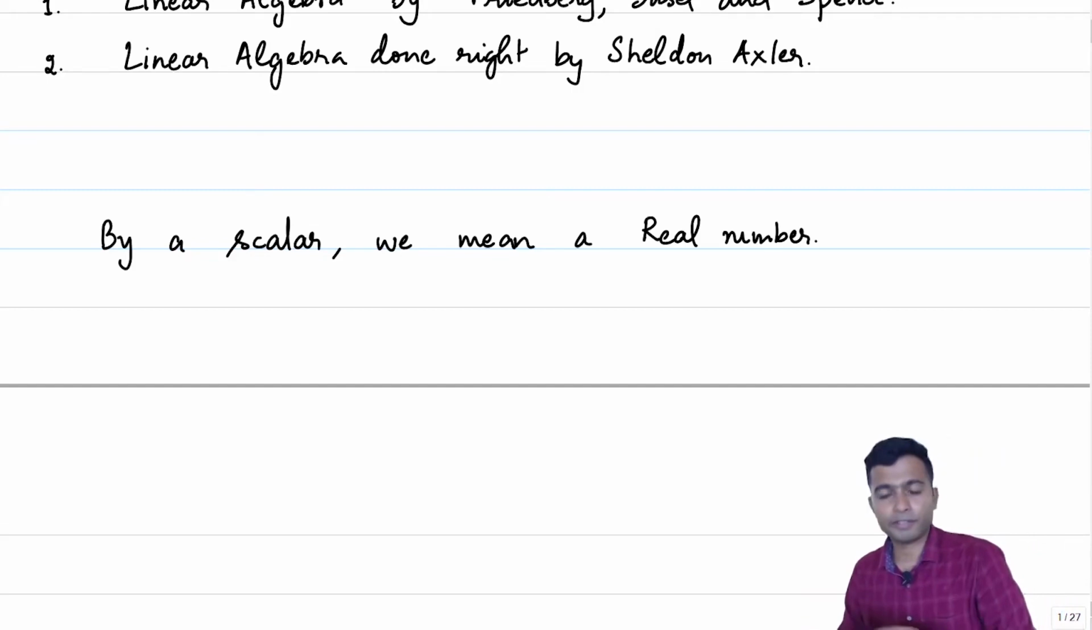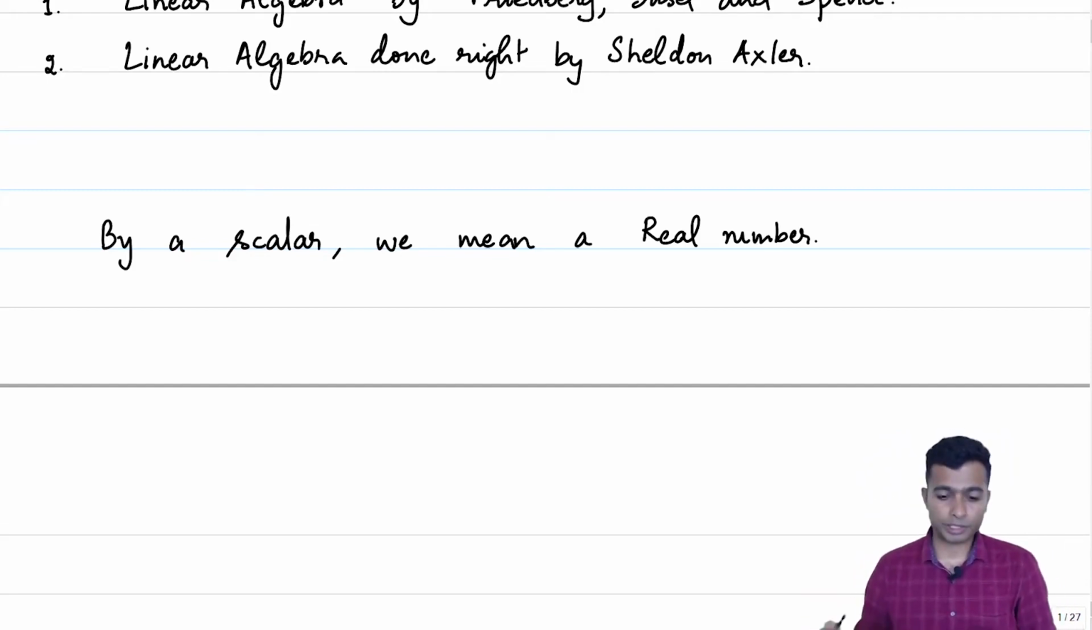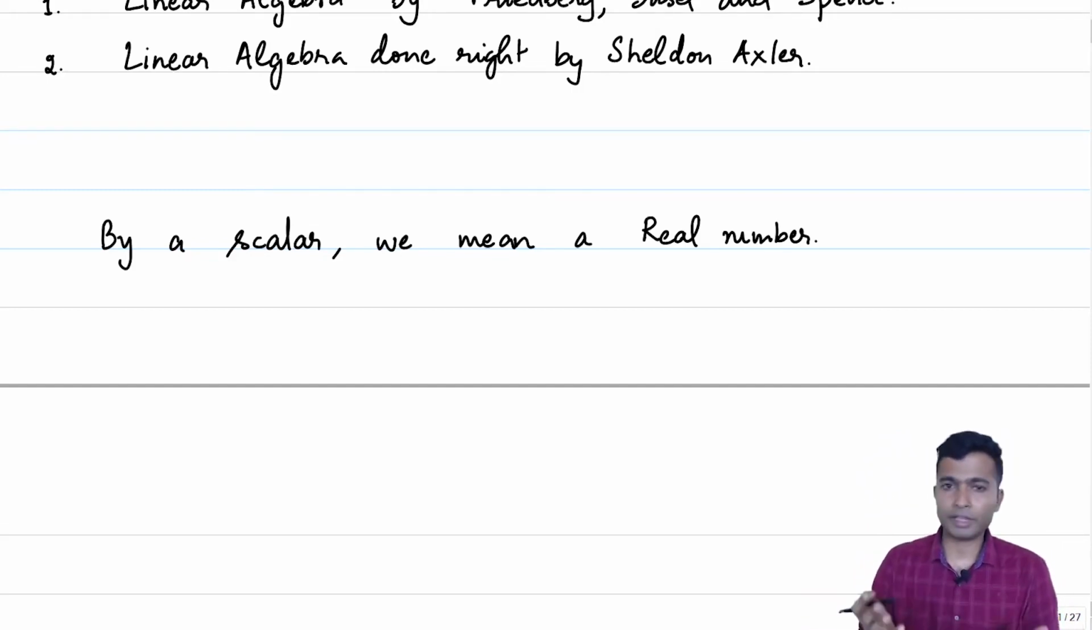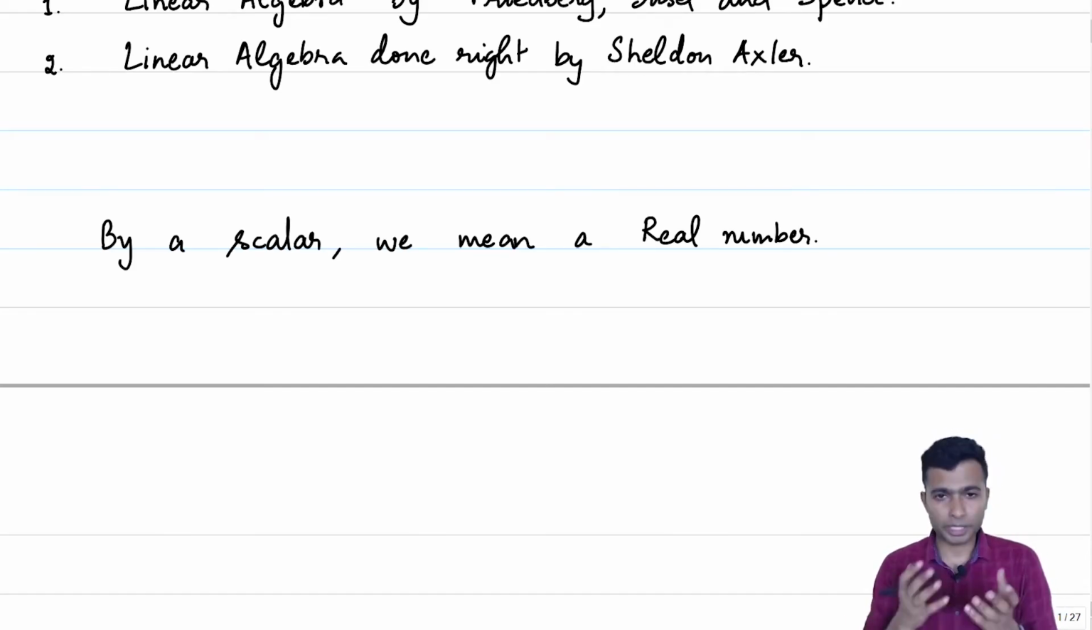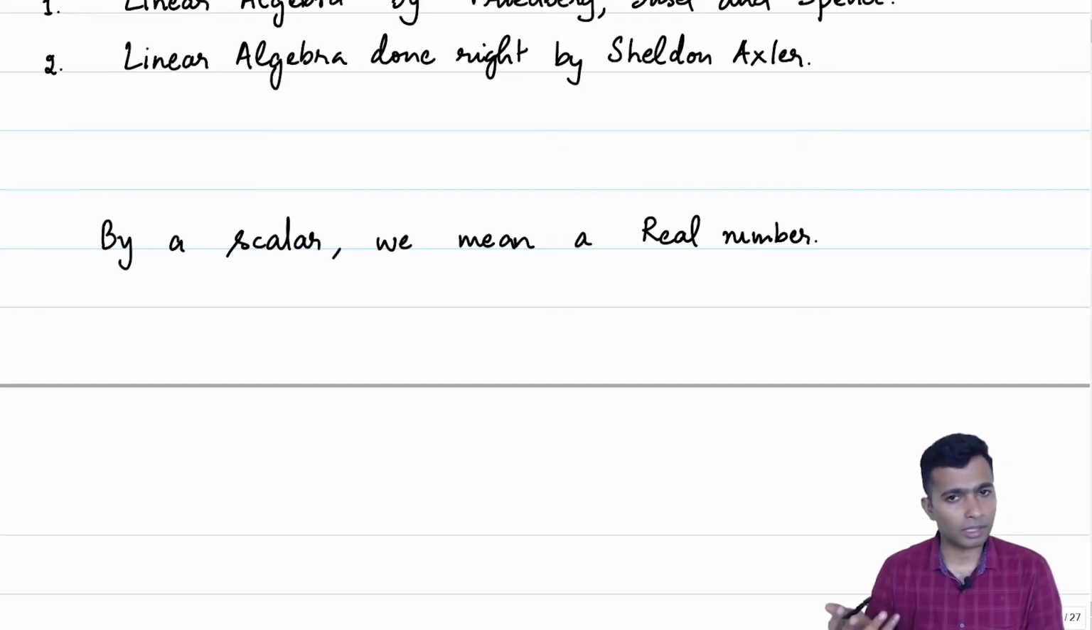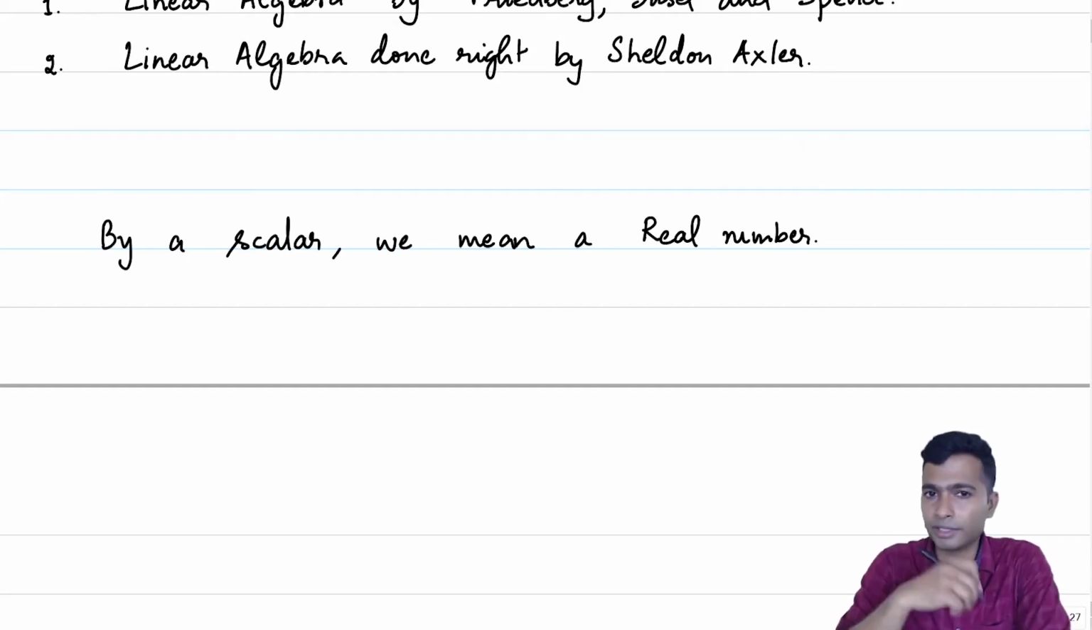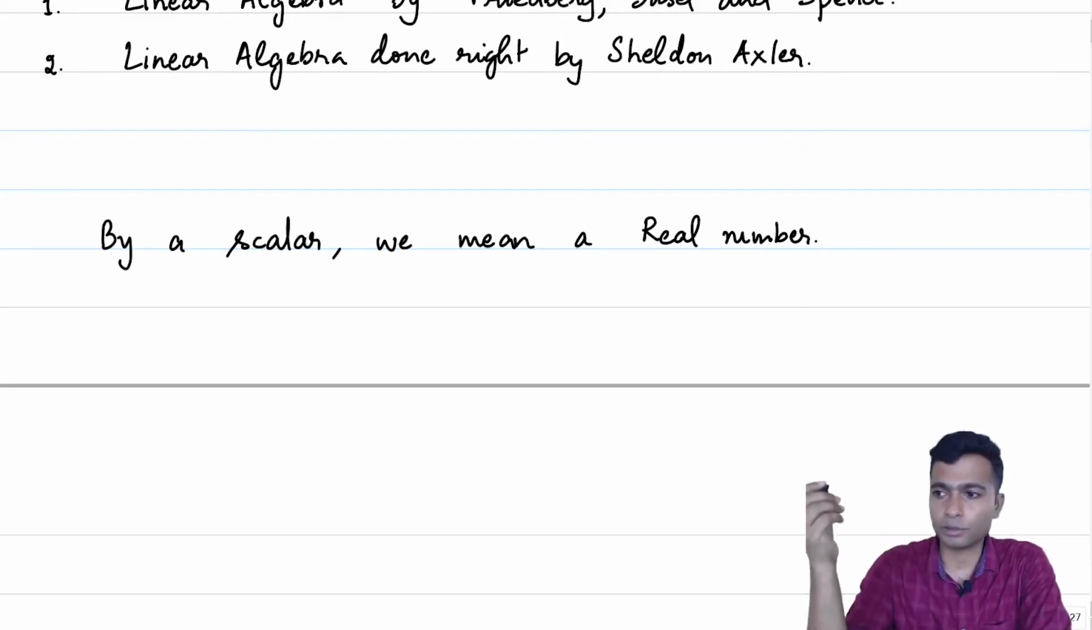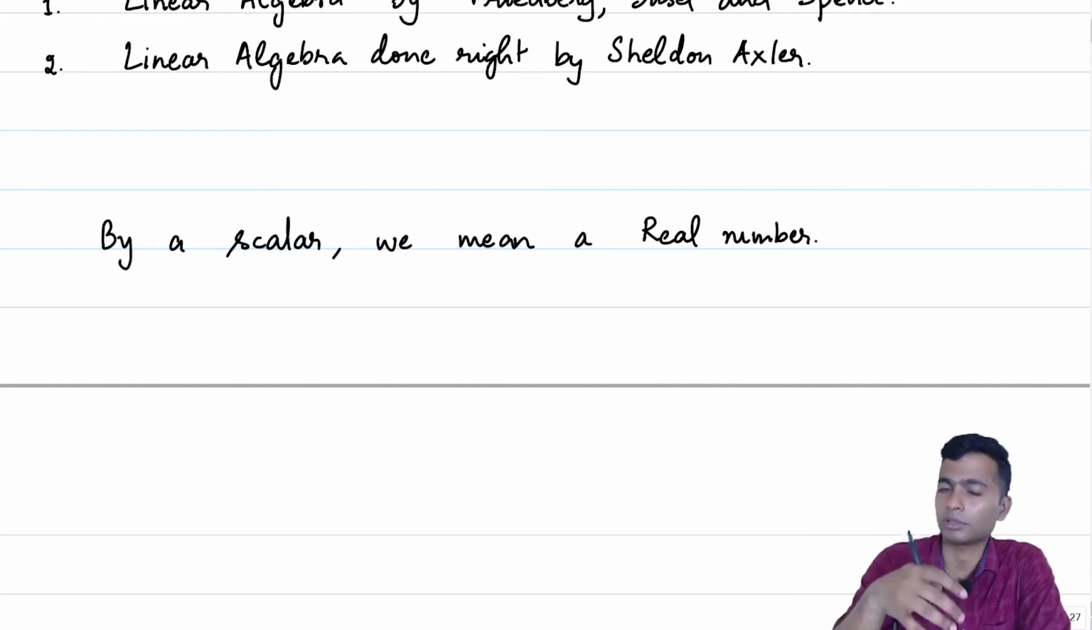So we are all familiar with real numbers. Given two scalars, we know that we can add them and obtain a new scalar. We could also multiply them and get back another scalar. So if say 2 and 3 are given, we know that 2 plus 3 is equal to 5, which is a real number, and 2 times 3 is 6, which is also a real number.